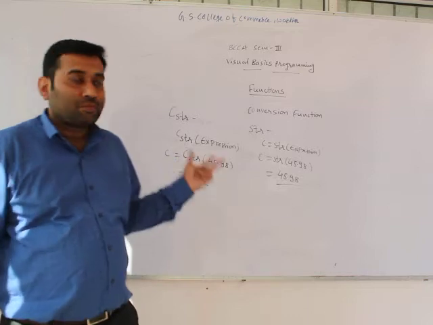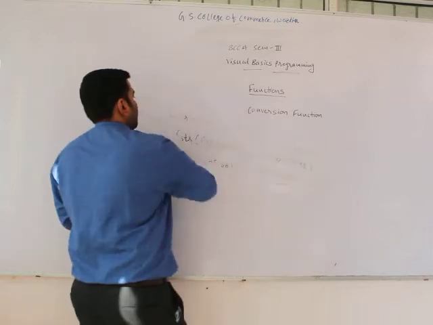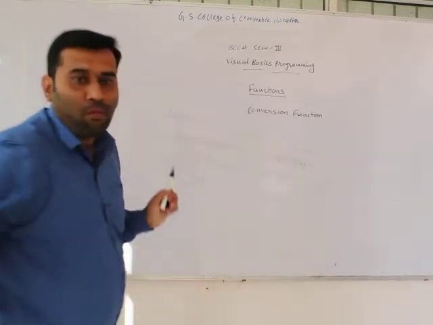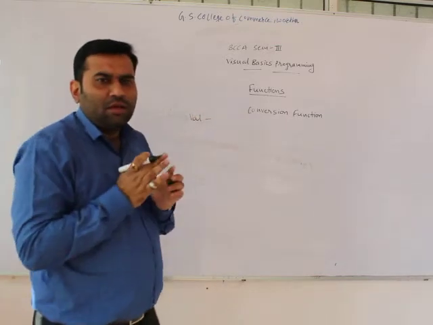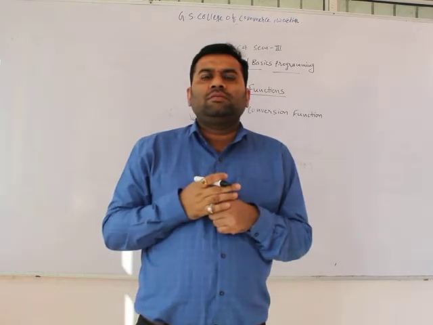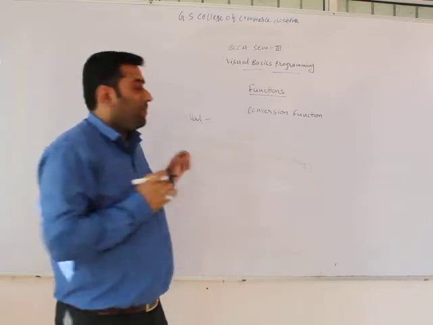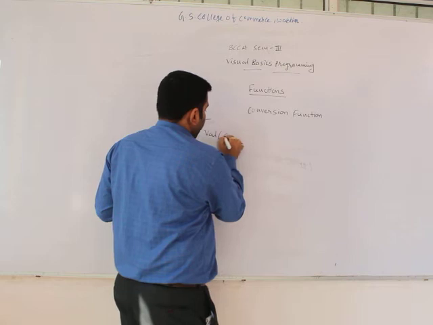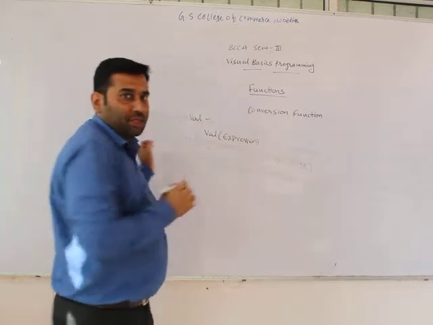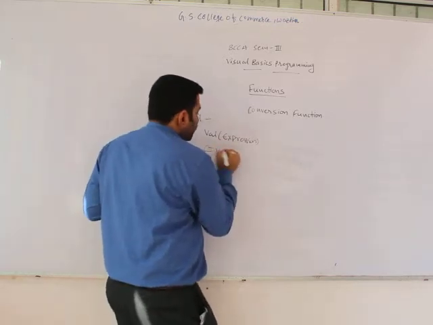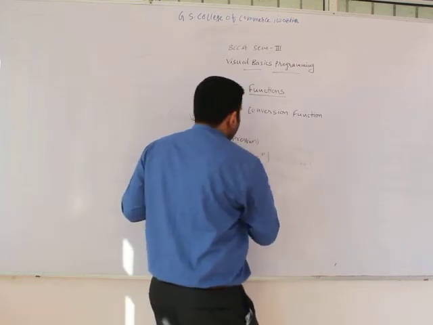Next is the Val function. This function returns a numeric value which represents a number specified in a string. The syntax is Val expression. C equal to Val 90.76.